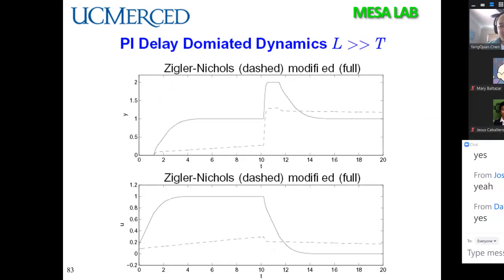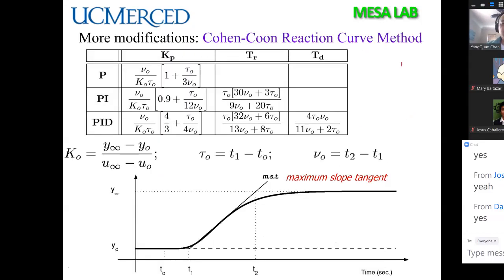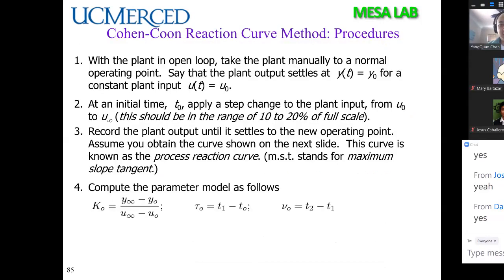So again, you can see they reach this one and have a return back. Otherwise it's too slow. When L is a very large delay, the original Ziegler-Nichols is too slow. It can reach 1, but it's very slow. But the modified one is reasonably fast. So this is Cohen-Coon. You can do some comparison if you want to try. It's a very famous Cohen-Coon reaction curve method.